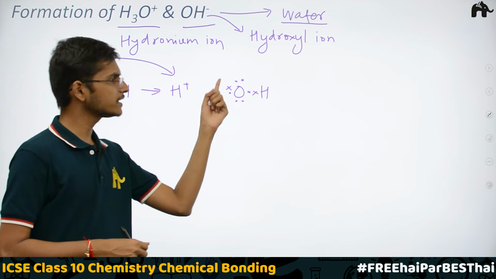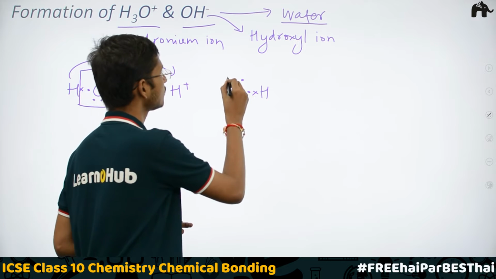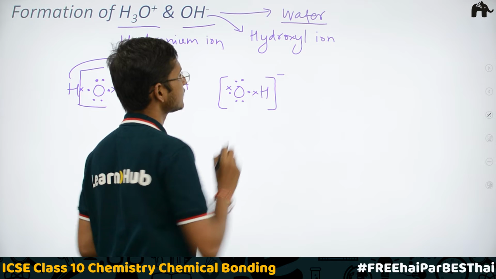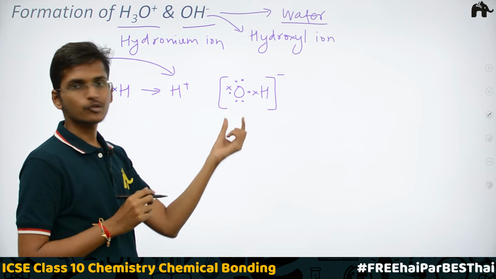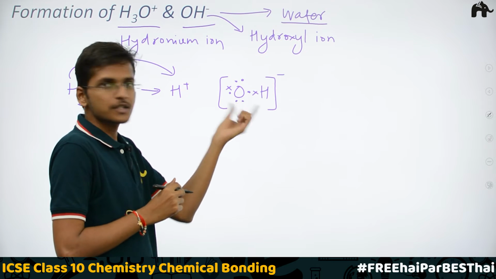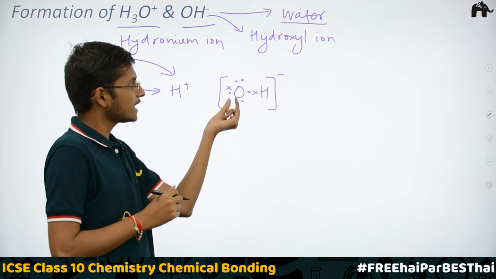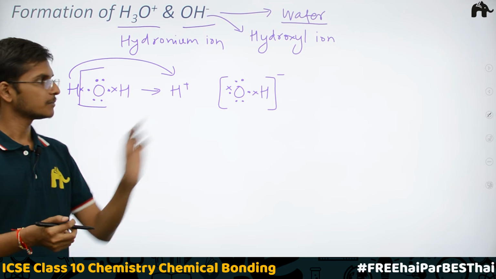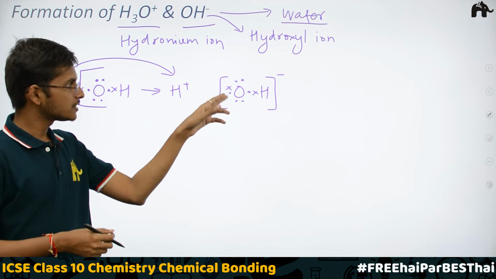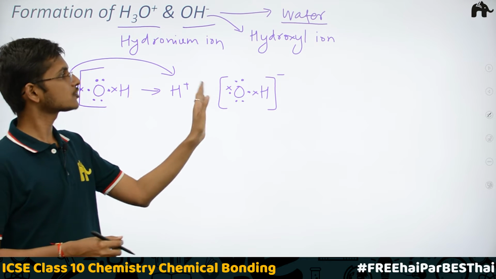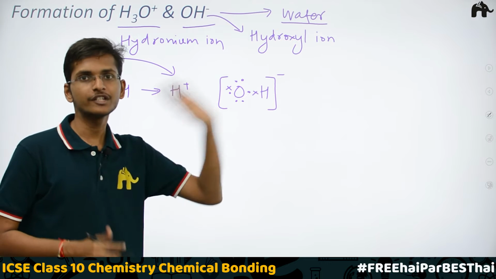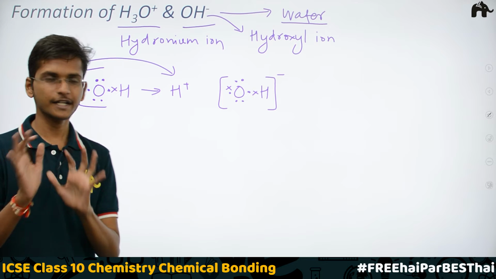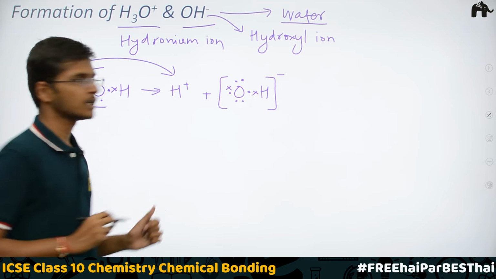Now since oxygen is getting the negative charge, we put this negative charge entirely on this OH, and we say this is the OH minus ion, the hydroxyl ion. Because of the negative charge which is getting on the oxygen, we are showing it on the entire molecule itself. And this forms our hydroxyl ion, OH minus ion. Correct? That is how it gets formed.